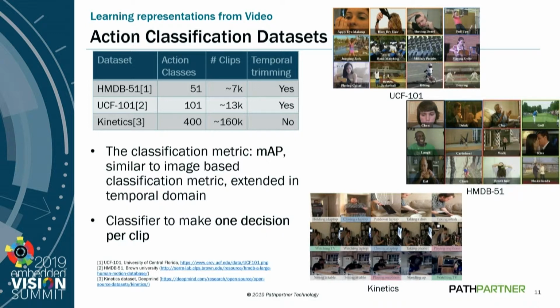For the basically video classification task, we are more interested in one decision per clip. We are not yet into the domain of event detection. I'll get into that soon. So the metric for the video inference task is similar to MS COCO or ImageNet-like metrics. It's basically the mean average precision, and the classifier has to just make one decision per clip.